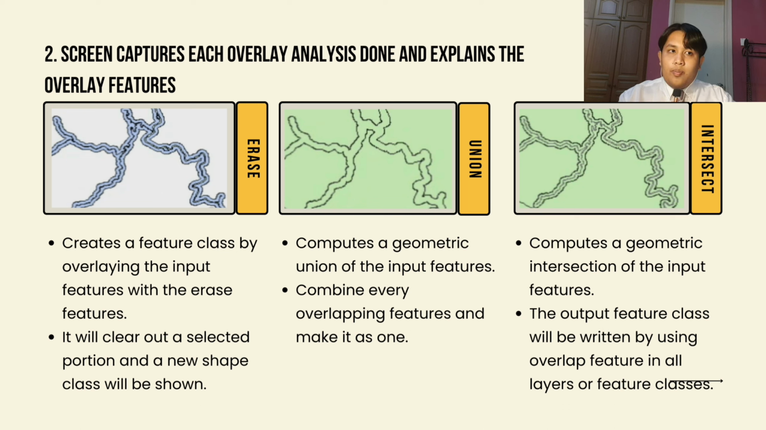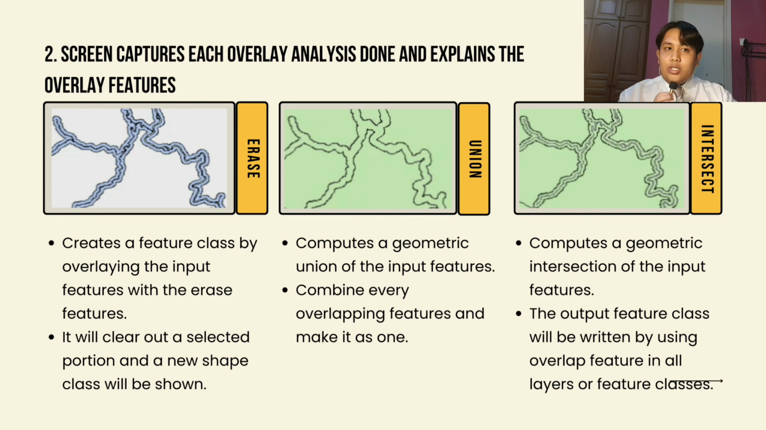Next is union. Union computes a geometric union of the input features. It combines every overlapping feature and makes it as one. When combining state areas, all of those states can be seen in the map. However, they can still be differentiated one by one.